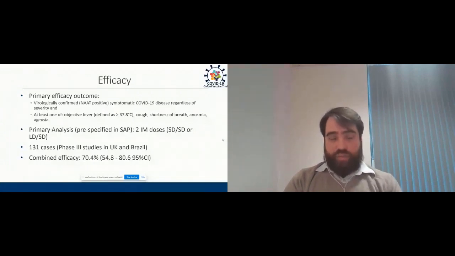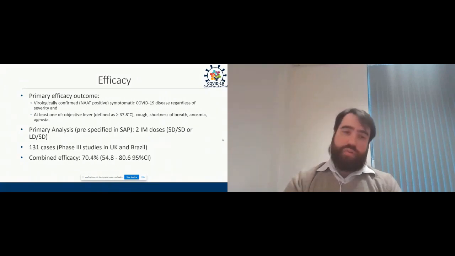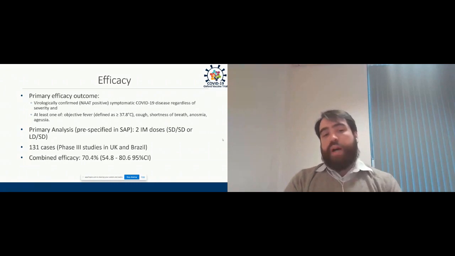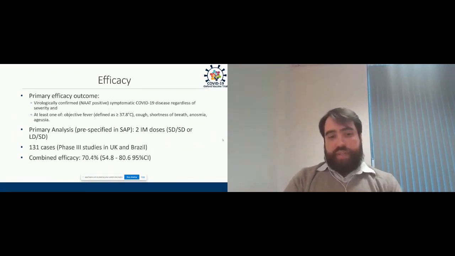And our primary analysis, which was pre-specified in the statistical analysis plan, so before we opened the data for the study, was around individuals who received at least 2 intramuscular doses of the vaccine, being either a standard dose or an initial lower dose. And we had 131 cases accumulated across phase 3 studies in the UK and Brazil, with a combined efficacy of 70.4%, which was really good news.